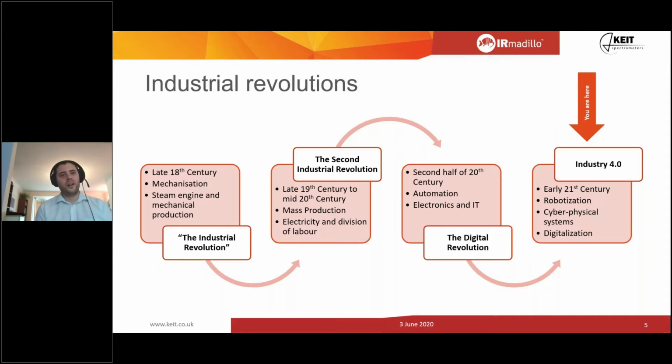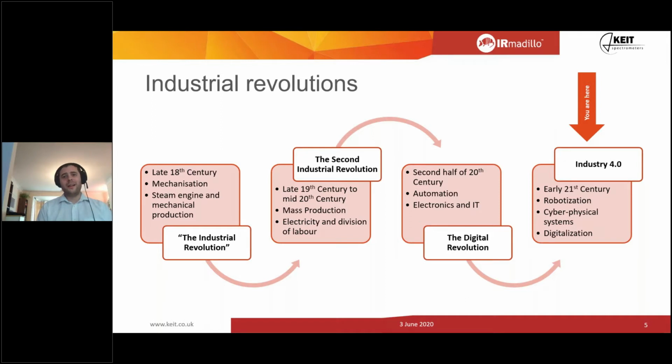Then at the back end of the second half of the 20th century, we had the third industrial revolution. They decided at this point to call it the digital revolution. And this is automation, electronics, and IT. This is effectively the silicon chip enabling digital processing and computers to take a much more leading role.